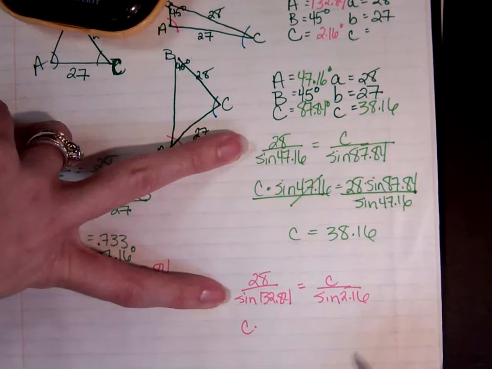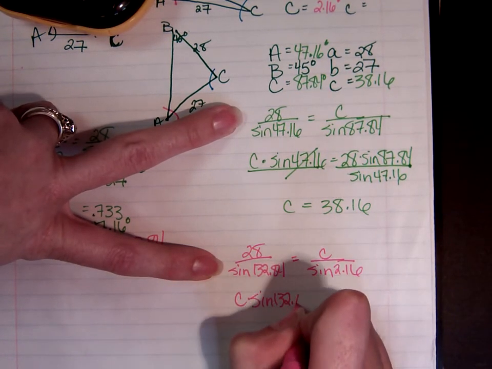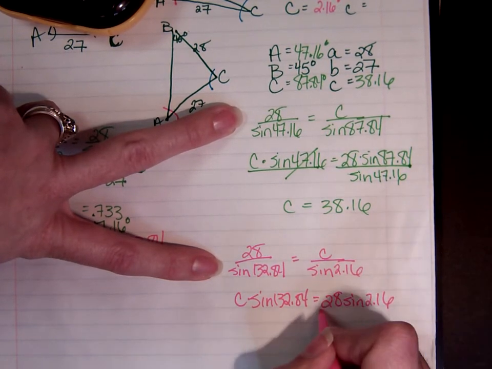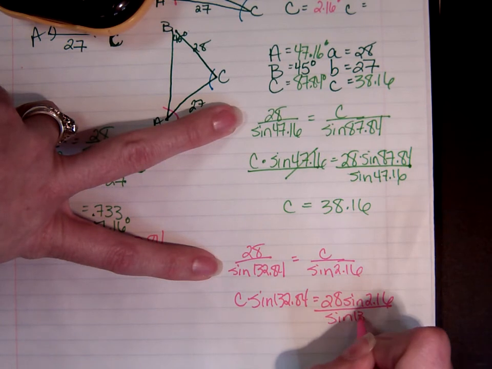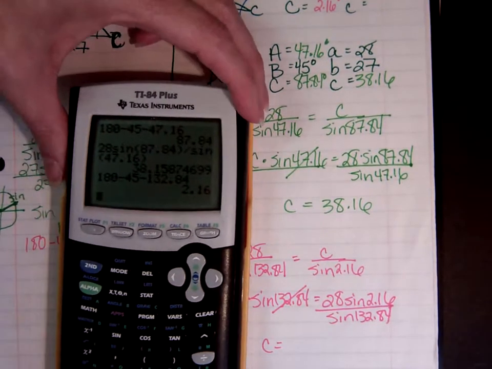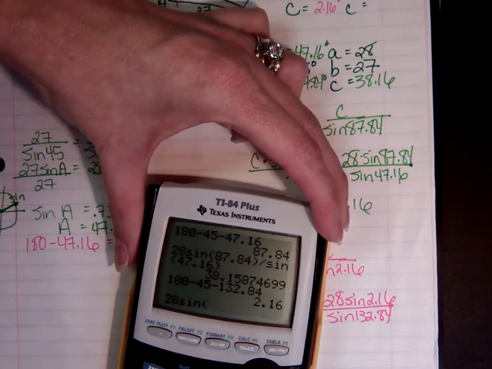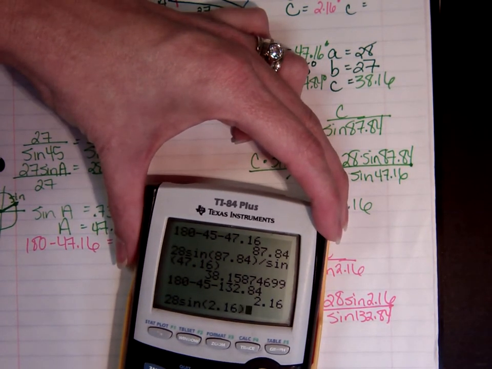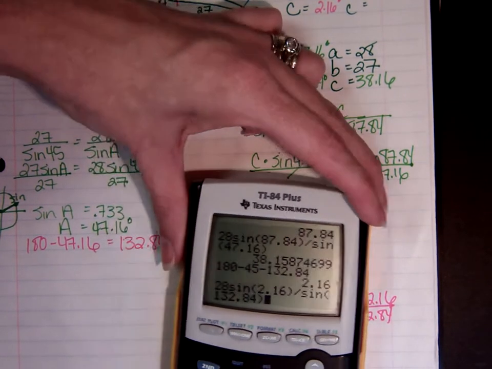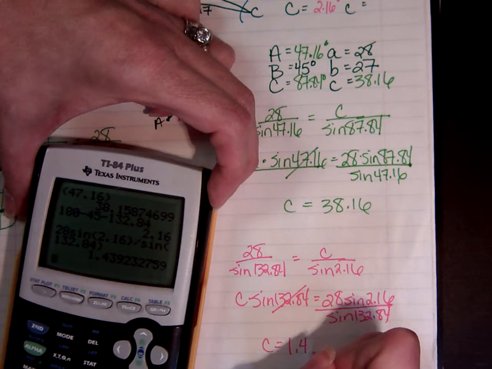c sine 132.84 equals 28 sine 2.16, divide, and c equals 28 sine 2.16 divided by sine of 132.84. And my side is 1.44 units.